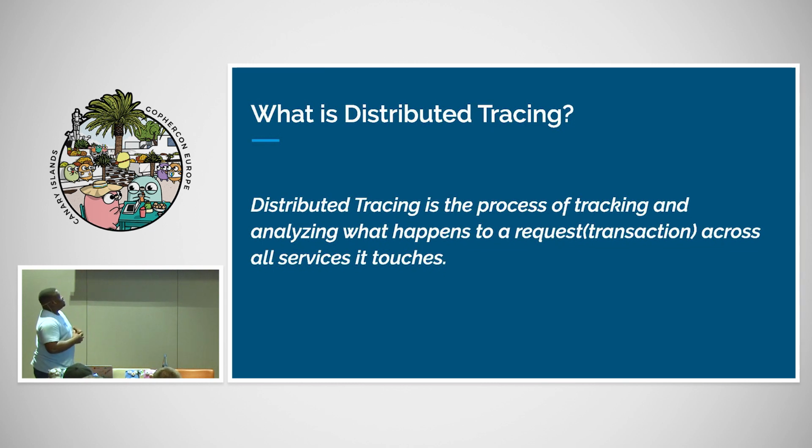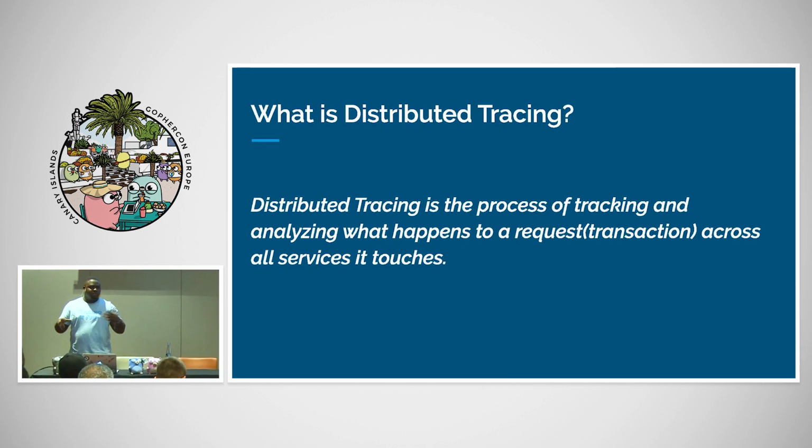So this is the definition on most of Wikipedia and places out there. But what exactly is distributed tracing? Fundamentally, it's about tracking and analyzing requests as they bounce around different services as a whole, right?